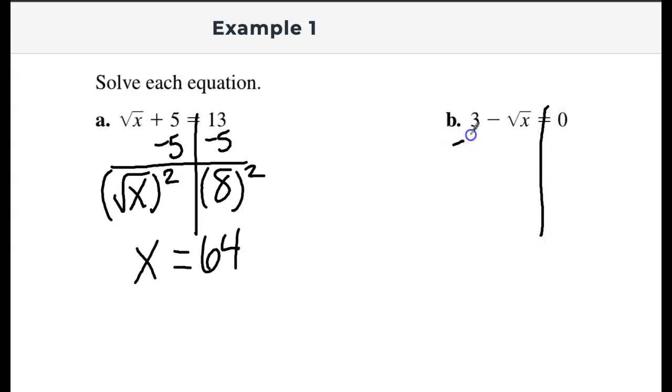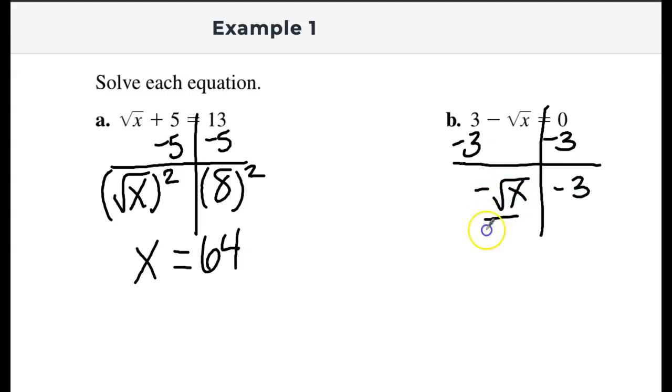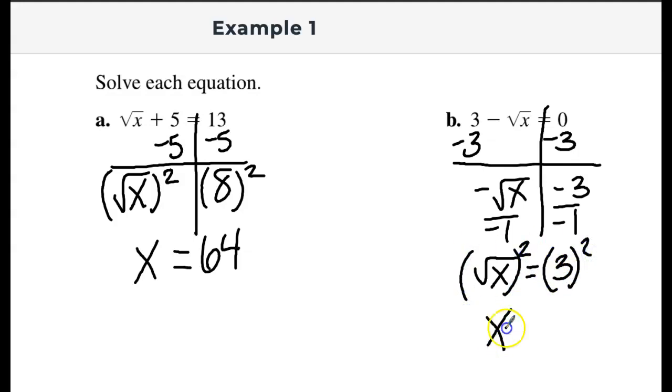On B, what would I do first? Subtract 3. I would have negative square root of X, and don't forget the negative. How do you get rid of that negative? Divide by negative 1. Square root of X equals 3. Square that, so X equals 9.